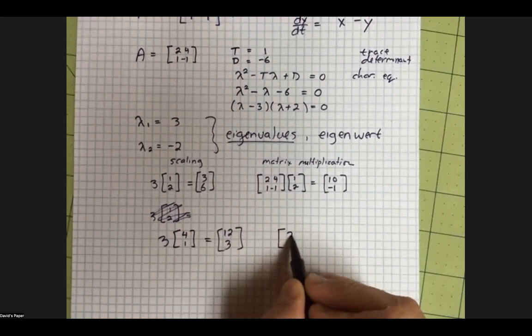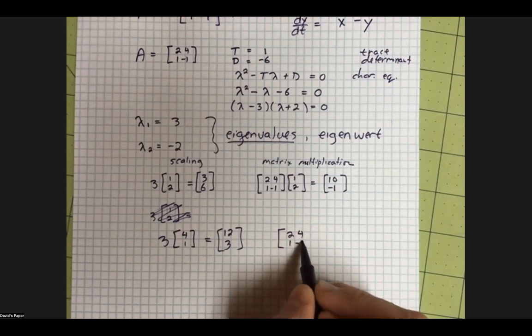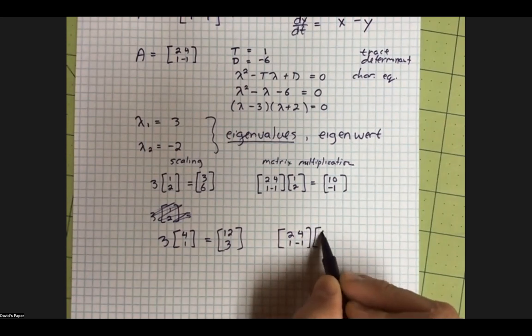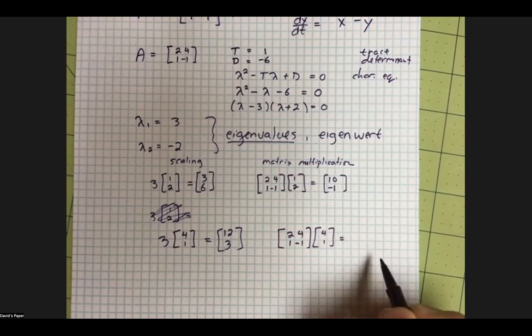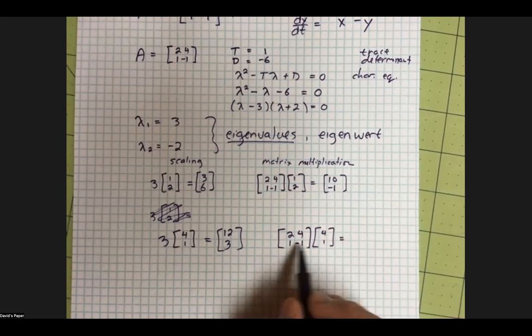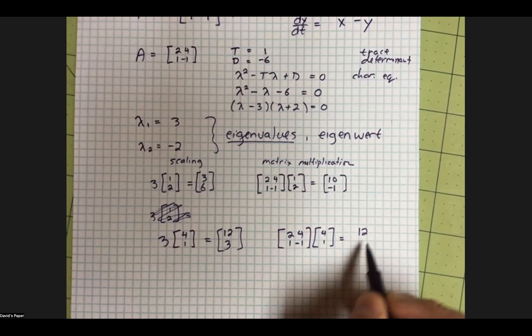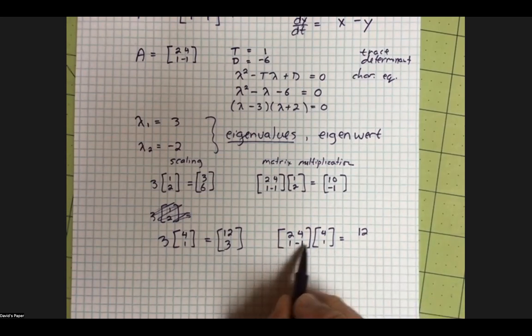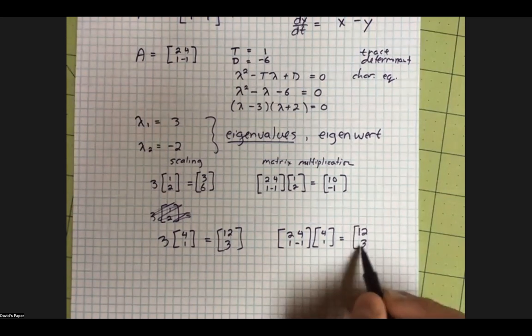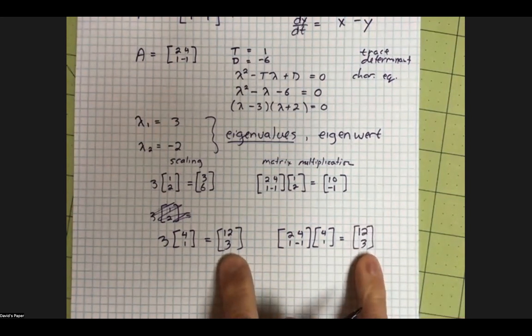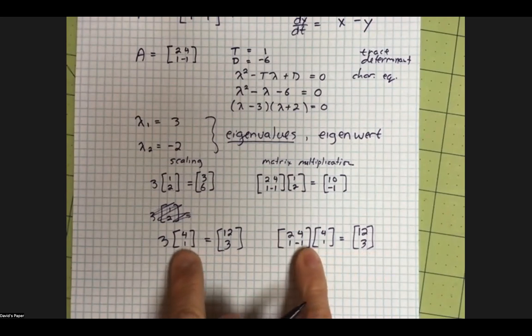Check out this matrix times [4, 1]. When I do this matrix A times [4, 1], what do I get? 8 plus 4 is 12. [1, -1] dotted with [4, 1]: 4 minus 1 is 3. Notice how I got the same answer. Notice how the matrix multiplication acted like scaling.